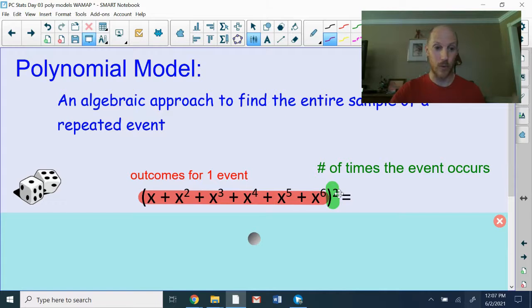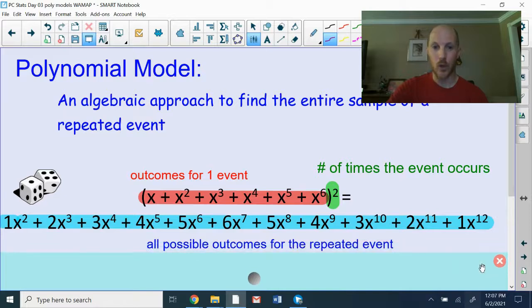So for 2 dice, if we're going to roll the 2 dice and add them together, then this exponent represents how many dice. Okay, when we do that algebraic expansion, like you used the table to do in the do now, the result is all of the sample space. It's all the possible outcomes for that repeated event where we're adding together the repetitions. So whatever number you rolled on one die added together with whatever you rolled on the second die. So each of these terms represents a different outcome or a group of outcomes that give you the same sum.